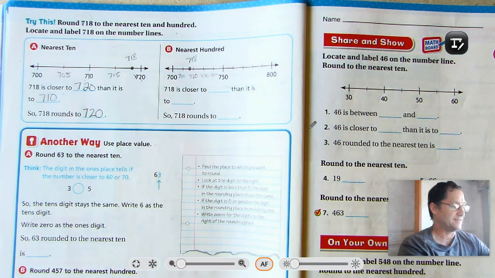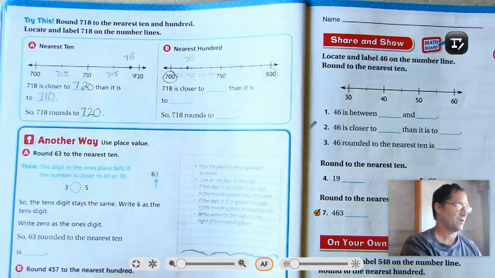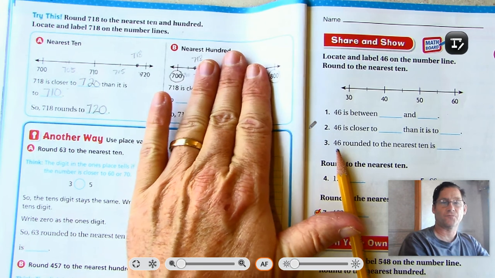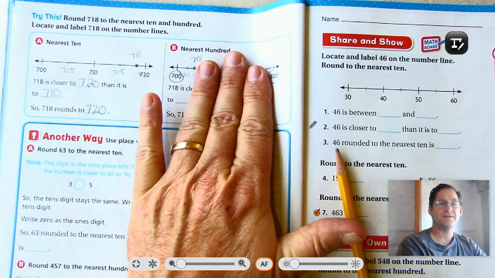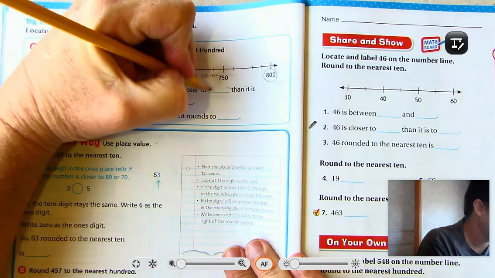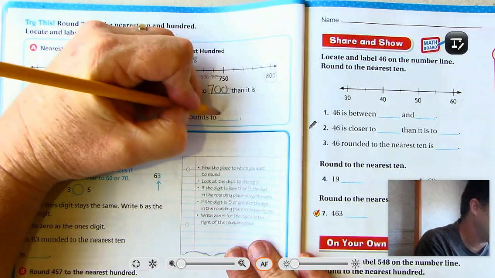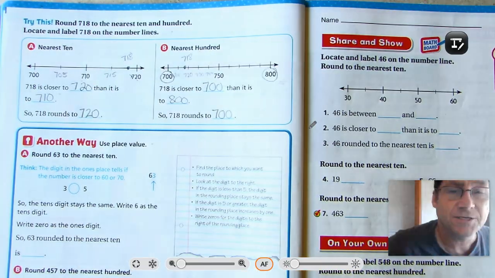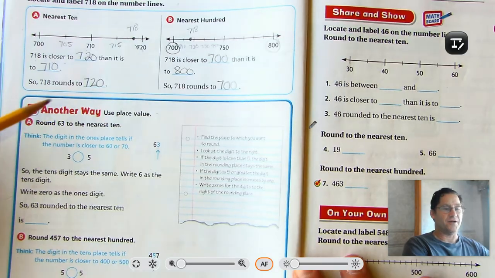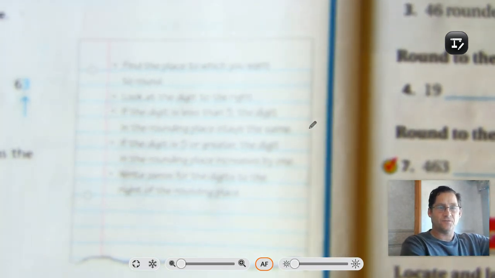And I need to find out, is 718 closer to 700 or 800? Well, to go back to 700 is only about a finger. To go from 700 to 800 takes about three fingers width to go from 718 to 800. So it's clearly closer to 700. So 718 is closer to 700 than it is to 800. So 718 rounds to 700. Okay, so that's using a number line to round. Now another way we can round numbers is to use place value. And if we look at the box to the right here, it'll tell you the directions for rounding numbers.